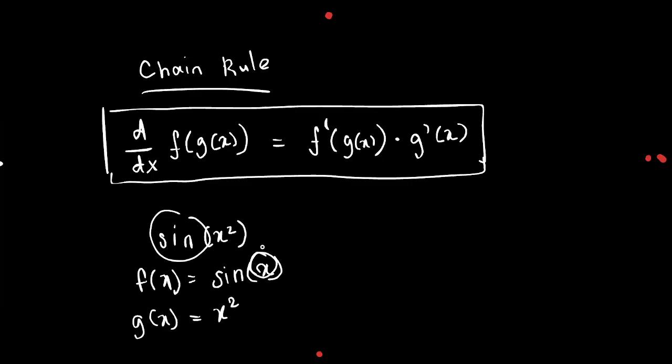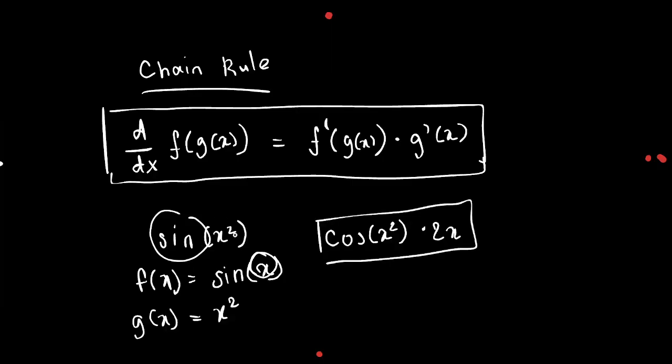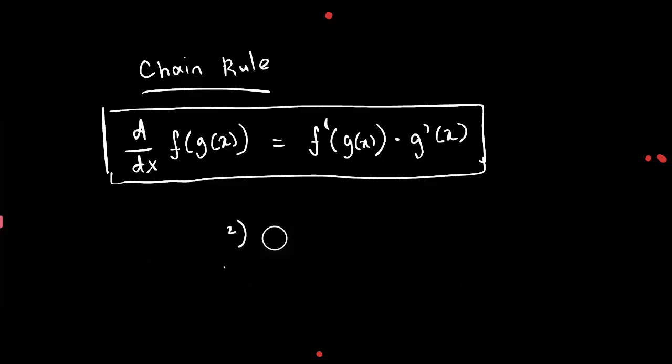So we would have the derivative of sine, and inside we would plug x squared in. The derivative of sine is cosine, but we'd keep the inside as our g of x, and then we would multiply by the derivative of our g of x, of our x squared, which is just 2x. So this would be our derivative of the sine of x squared function using the chain rule. The main point here was to just identify what the inner and outer functions are.